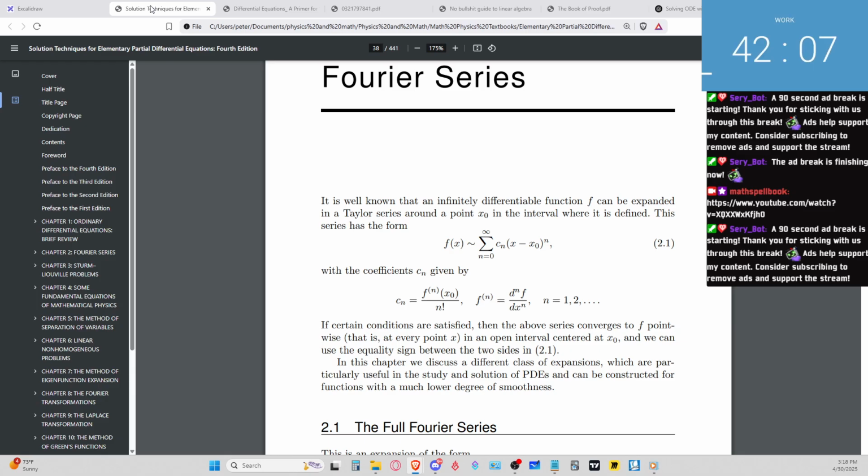So, let's see. F can be expanded in a Taylor series around the point x naught in the interval where it is defined. F of x. So we got a Taylor series there, with the coefficient Cn given by f^(n) of x naught over n factorial. Okay.